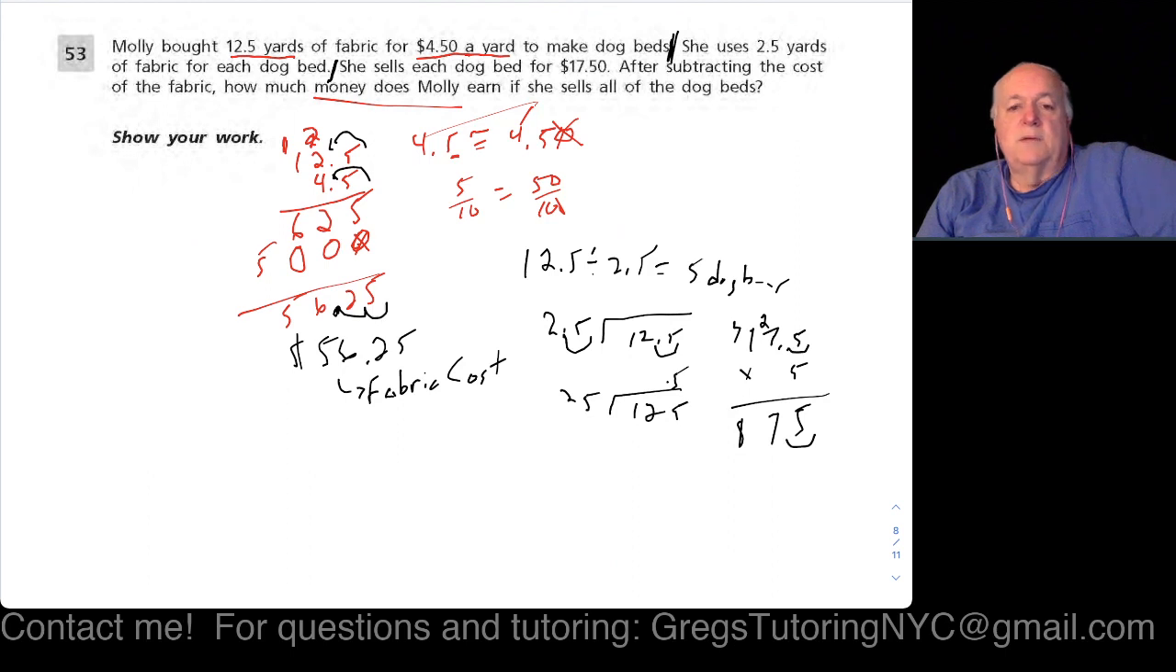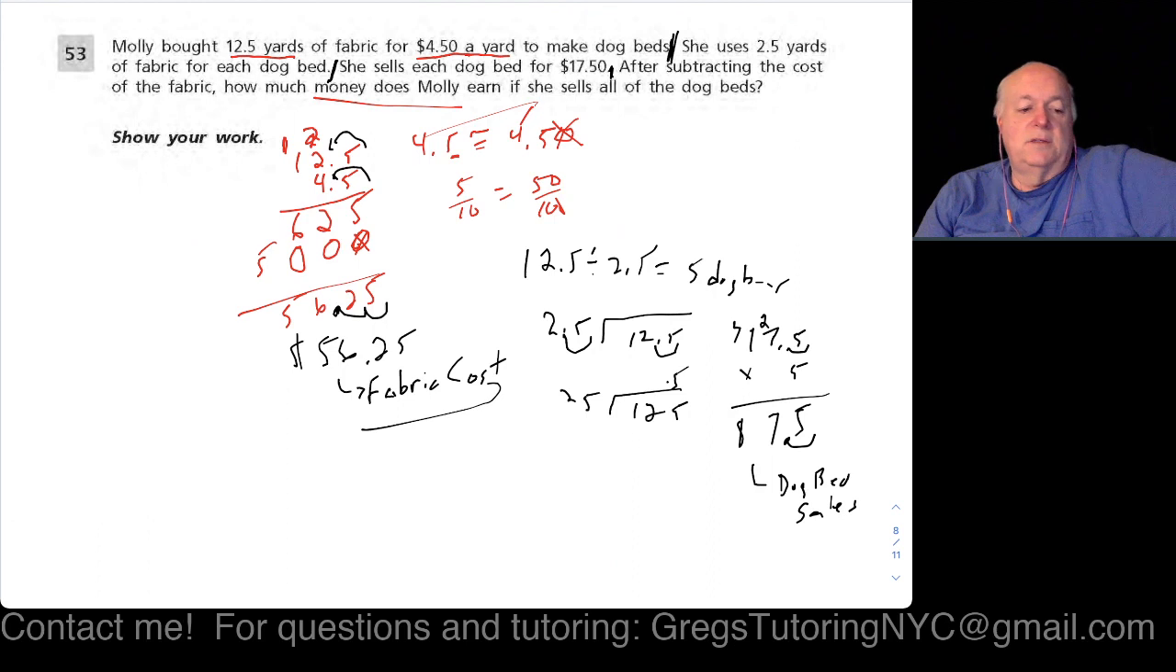So I have to move over 1 decimal point here as well. All right, so what I'm getting is that she made her profit, this is the cost, sold, dog beds, sales. Okay, so it wants us, so we're up to here now finally. After subtracting the cost of the fabric, which is this, how much money does she earn? So they're actually telling us what to do there.